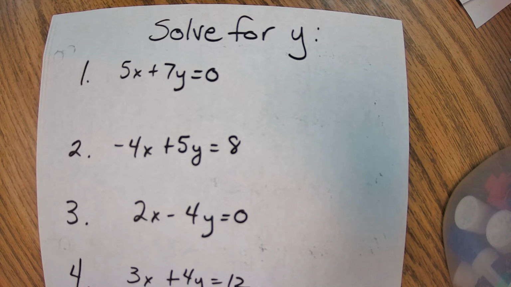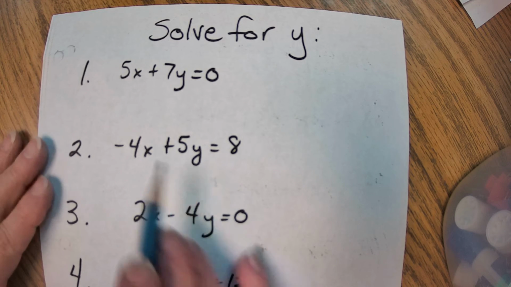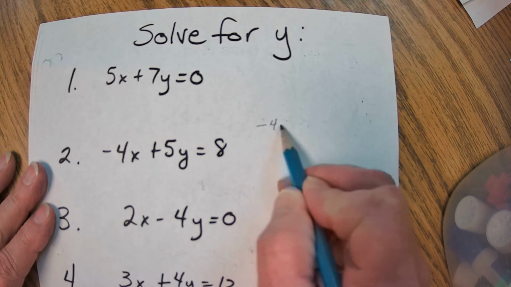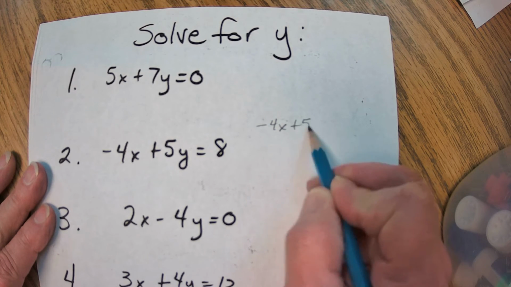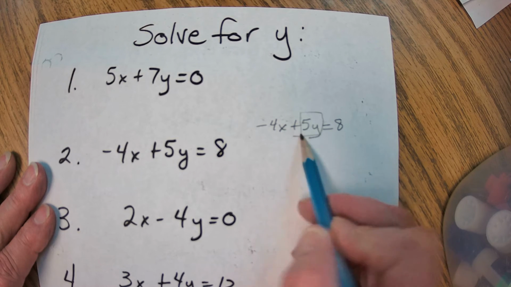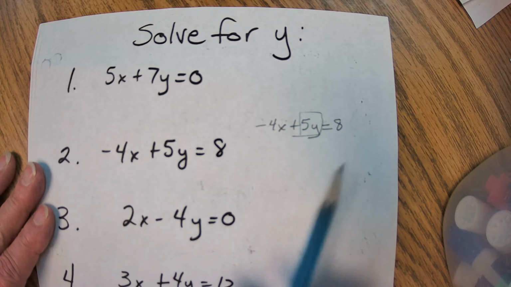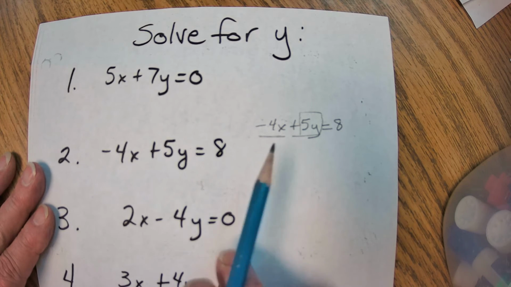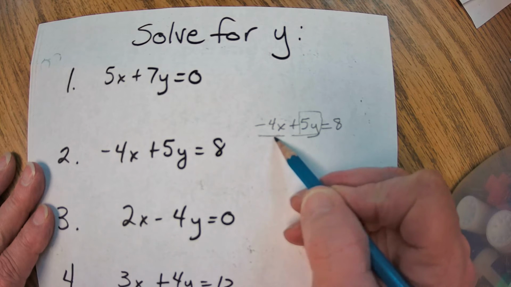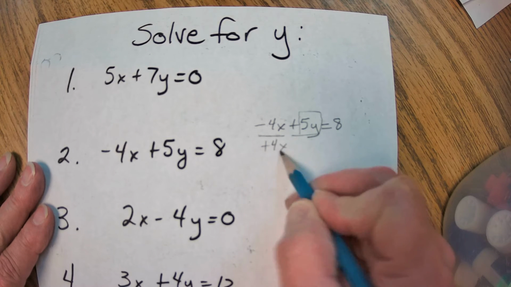All right, so let's do number 2. I'm going to rewrite it over here so I have a little more room. So remember, I want to get y by itself, so I want to isolate that term right there. In other words, I need to get rid of this. And how I get rid of that is to do the opposite of what I'm already doing. So I'm going to add 4x to both sides.